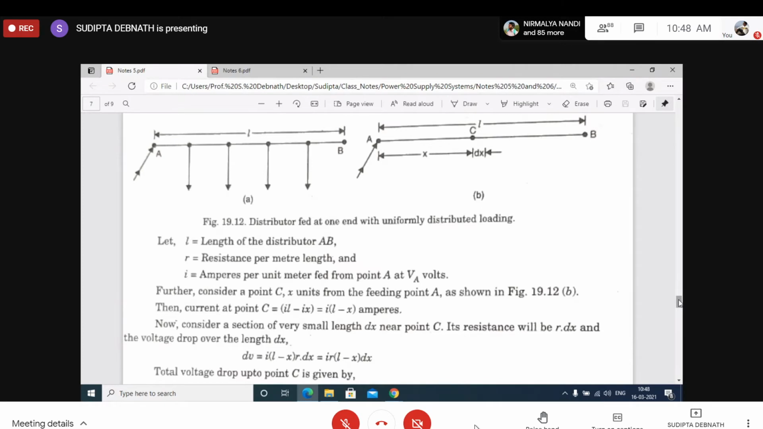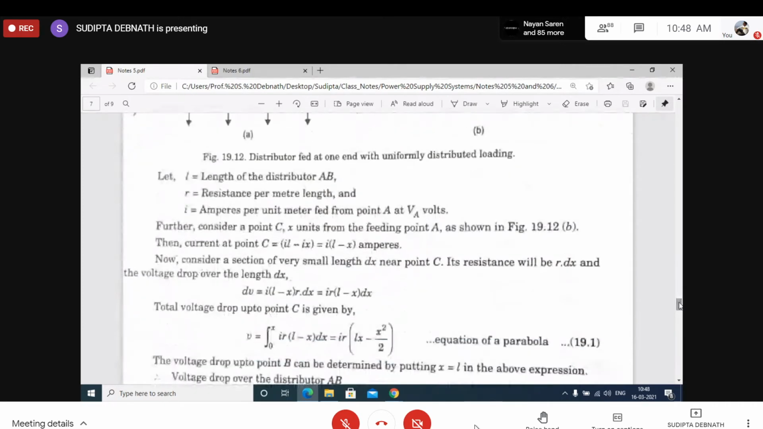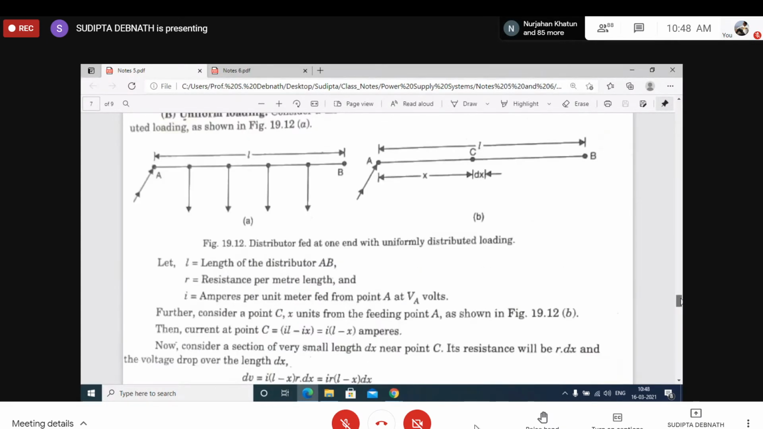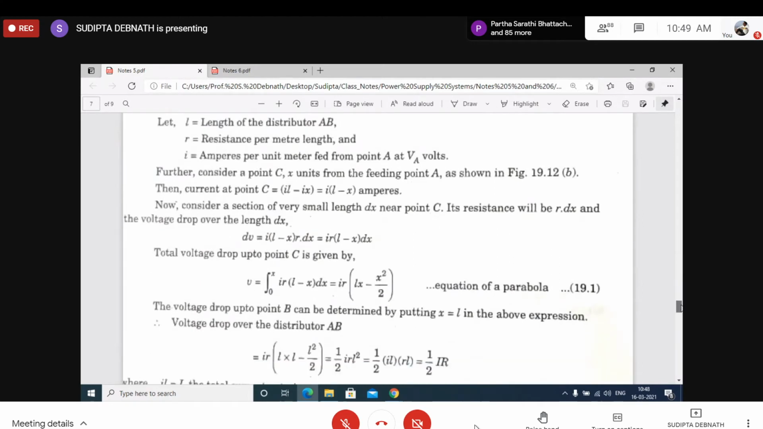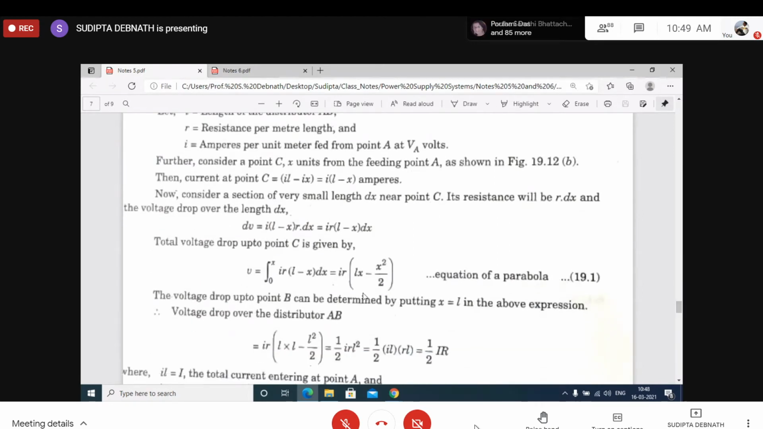Now, at any distance, the voltage drop is V equal to this expression. So what will be the voltage drop throughout the whole length of the cable? That means the total voltage drop. To find the total voltage drop, just substitute L in place of x, and it will be half iRL square. You have to remember this formula. The total voltage drop is half iRL square.